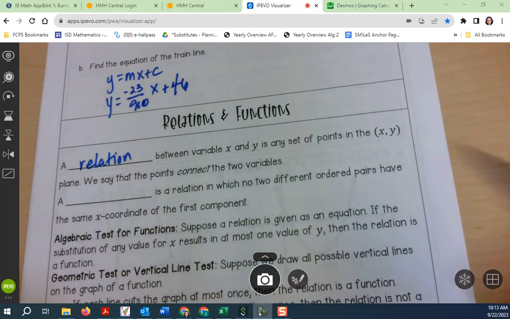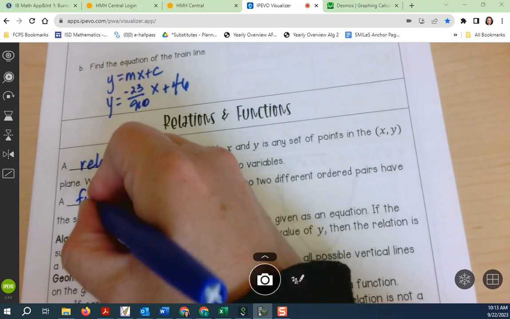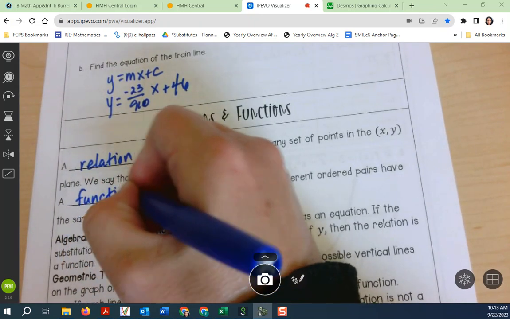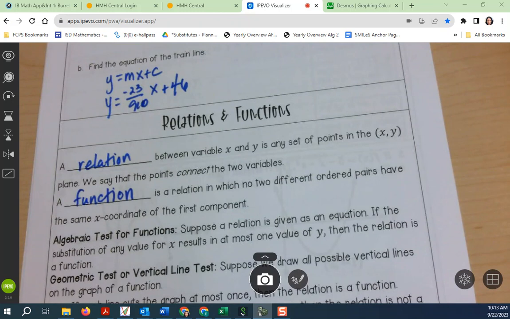A function is a special kind of relation. A function is a relation in which no two different ordered pairs have the same x coordinate in the first component. Now notice they said two different. Sometimes they give you the same point twice, right? Like (2, 5), (2, 5). That's not a problem because it's just the same point.